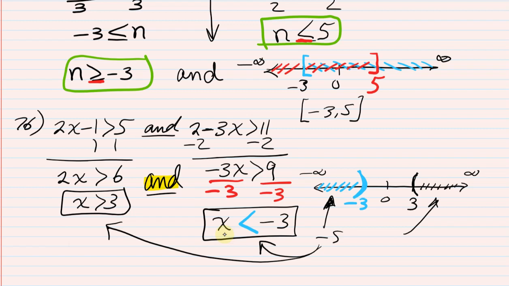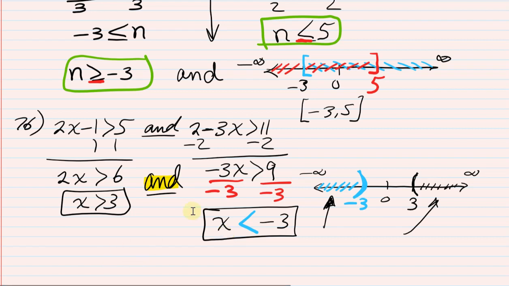So nothing in the blue zone is going to work in this first inequality, right? Nothing in here in the blue zone is going to work in this inequality. And by the same token, nothing in this segment on the right side is going to work in the second inequality. So for example, pick number 4. 4 is a solution here, but look at that. Is 4 less than negative 3? No. So there is no, in other words, region of common intersection of the two.